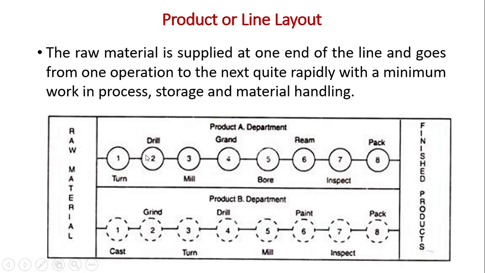You can see one schematic diagram where this is product A, whereas this is product B. Here in product or line layout, as per the sequence of operation, different machines are arranged in order. Raw material is on one side and the final finished product you can get from here. This raw material will be subjected to different processes so that it will be converted into final finished product at the end.